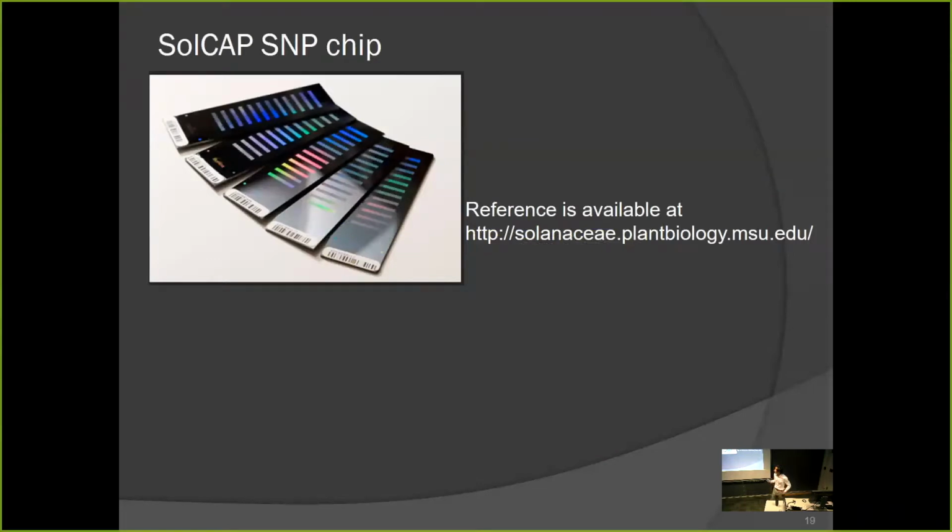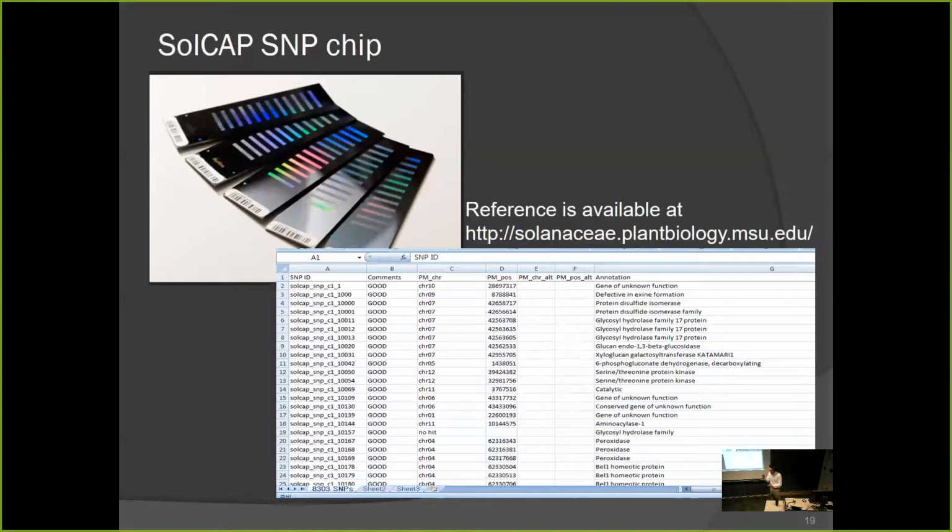For genotyping, I used a SolCAP SNP chip. This is quite useful because it is composed of 8,303 SNP positions, so I can have a higher chance to find QTL positions. Also, references for each SNP are available from the SPUD database. So you can find the location of the SNP, such as chromosome number, physical map position, and also a short description for related genes.